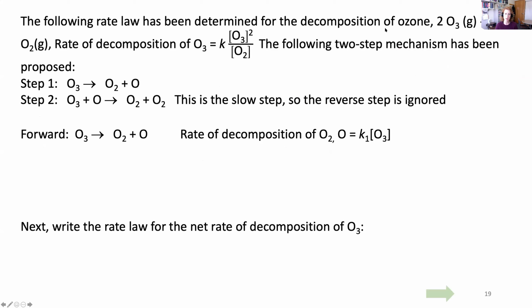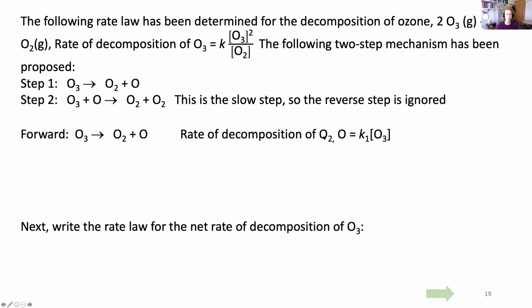If the following rate law has been determined for the decomposition of ozone, where the rate of decomposition of ozone is equal to k[O3]^2/[O2], here's my mechanism. Step 1, step 2: this is my fast step, this is a slow step. And so my slow step, this is a forward step. Oh, so this is the slow step, so the reverse is going to be ignored.